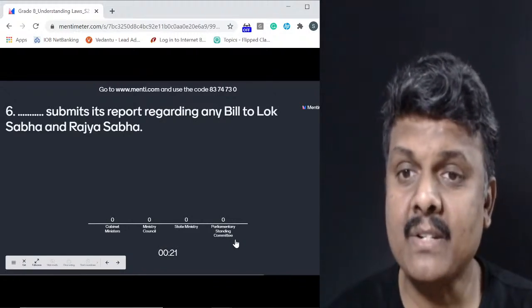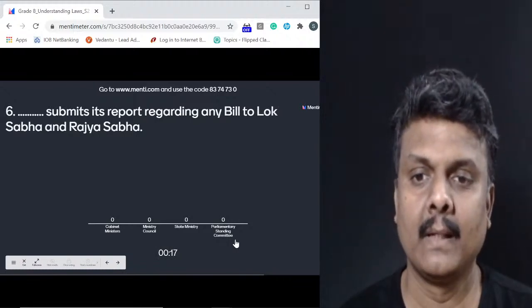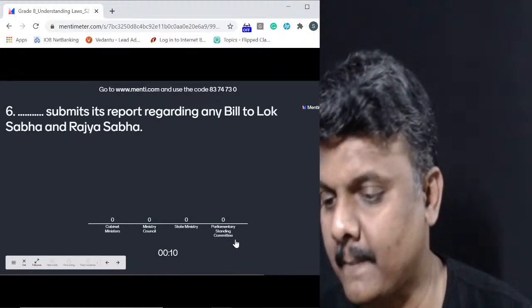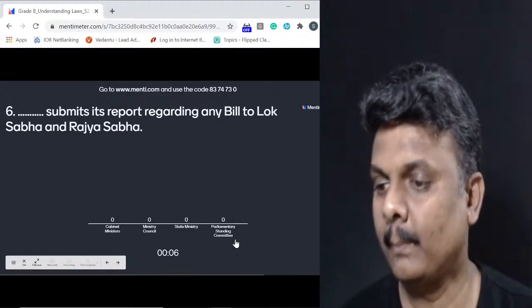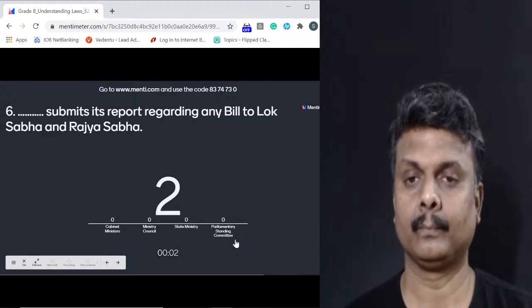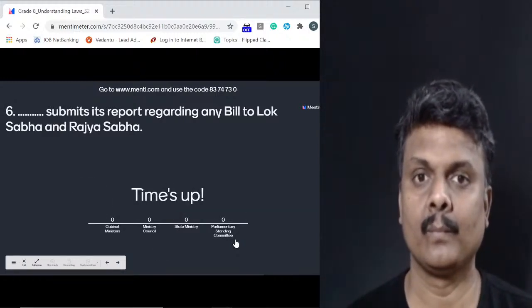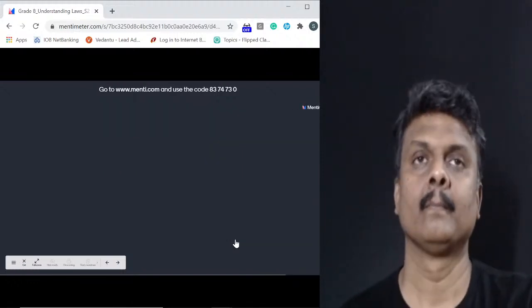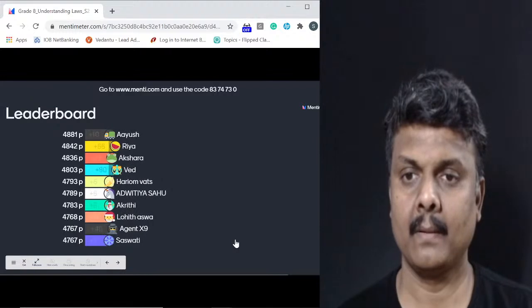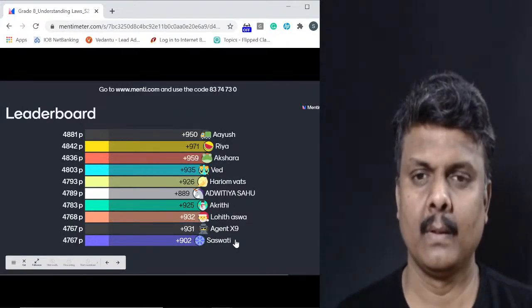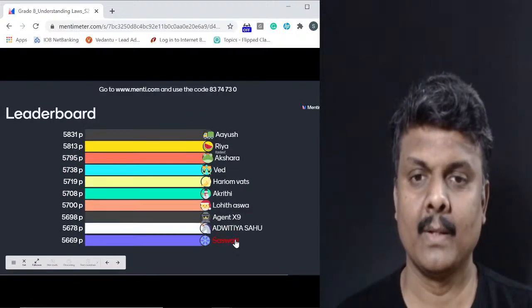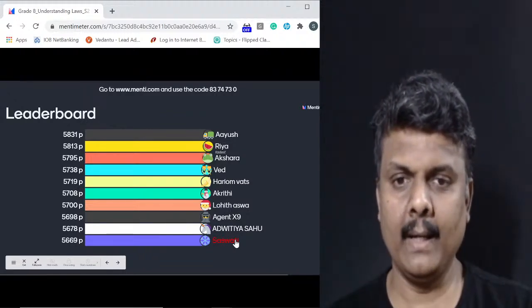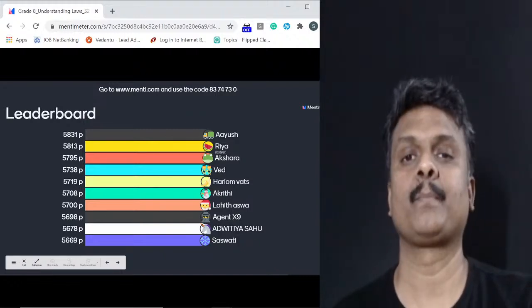that's why it is. Dash submits its reports regarding any bill to Lok Sabha and Rajya Sabha. Cabinet Ministers, Ministry Council, State Ministry, Parliamentary Standing Committee. Which is the right answer? So, 63 of you got it right. Superb. Ayush, Riya, Akshara, Ved and Hariom, top 5. Akriti, Low Health, Agent X9, Advitya and Shaswati. 6, 7, 8, 9, 10.